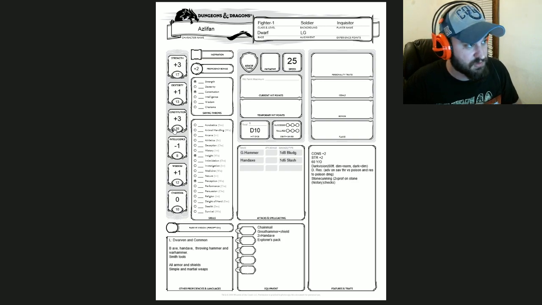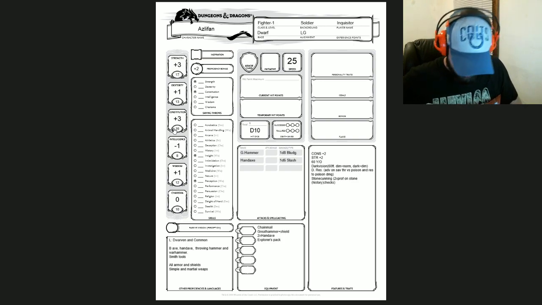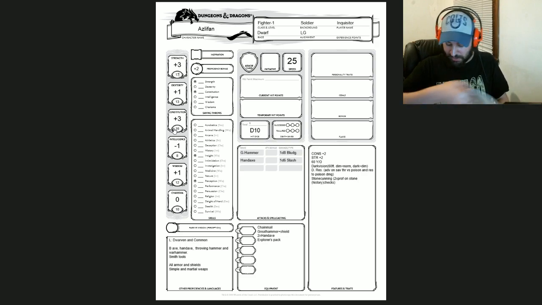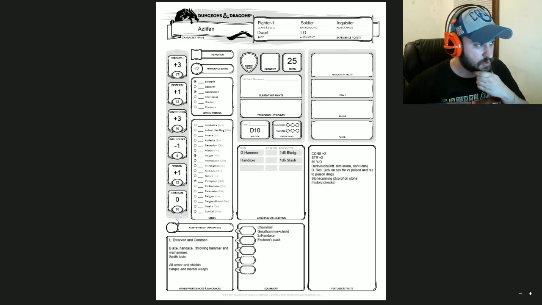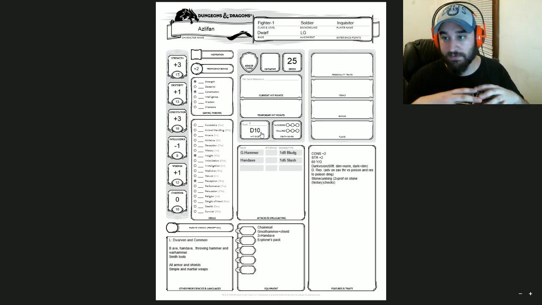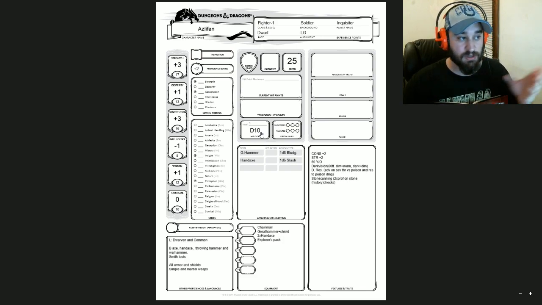Forget I said that. The next thing that we want to check is the health. So if we went with these stats, my constitution is plus 3. With every single character that you start, you will always get the maximum health that you can at level 1. And the maximum health depends on your hit dice, like I'm saying right here. For a fighter it's a d10.